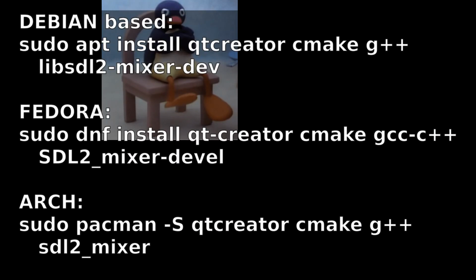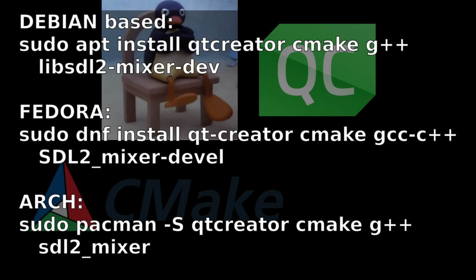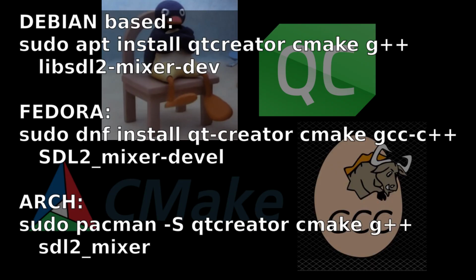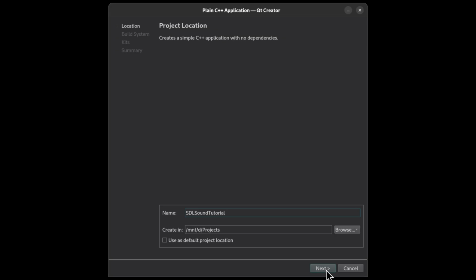Back to Linux. IDE: Qt Creator, build system: CMake, compiler: G++. The only external library is SDL with SDL mixer. That's all we need. Create a blank C++ project. Create project, green button on the left, select plain C++ application. Name it something like SDL sound tutorial.